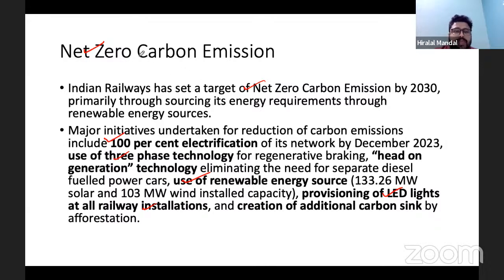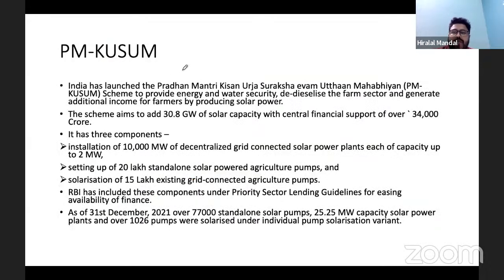At the same time, the Pradhan Mantri Kusum Yojana has been launched by the government. Pradhan Mantri Kusum Yojana stands for Pradhan Mantri Kisan Urja Suraksha Evam Utthan Mahabhiyan. So it aims at energy and water security.